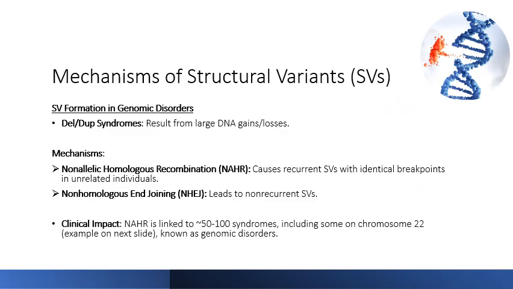Structural variants actually arise through different mechanisms. We have non-allelic homologous recombination, which leads to recurrent deletions and duplications, and those have identical breakpoints, while non-homologous end joining causes non-recurrent rearrangements. These two mechanisms underlie many syndromes, especially on chromosome 22, which is actually prone to deletions associated with DiGeorge syndrome as well as some duplication syndromes.